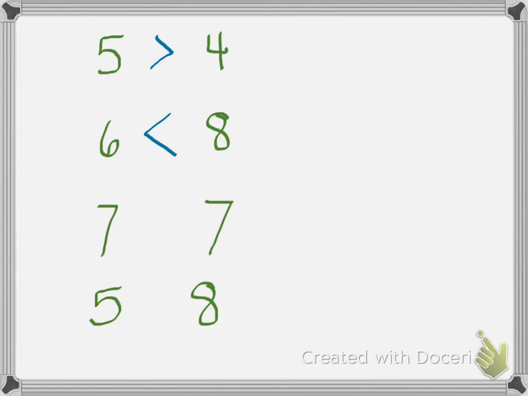6 is less than 8. Again, the mouth is open towards the bigger number here. 7 is equal to 7, and 5 is less than 8. So I've used all of the symbols here except for less than or equal to and greater than or equal to in these examples. Let's move on to a couple more examples.